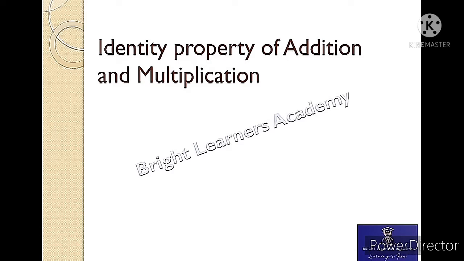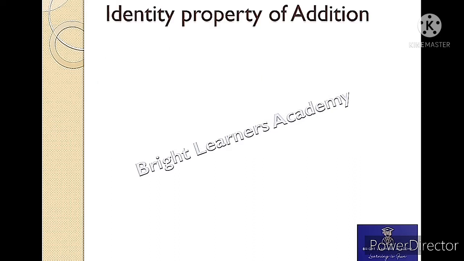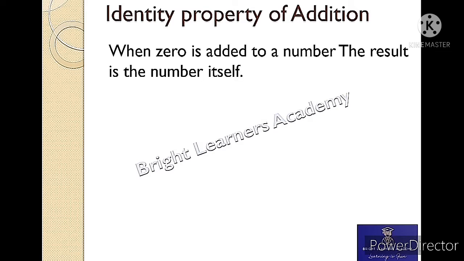Today we will discuss identity property of addition and multiplication. So let's start with identity property of addition. This property states that when 0 is added to a number, the result is the number itself. It never loses its identity whenever we add 0 to it. The number would remain same.